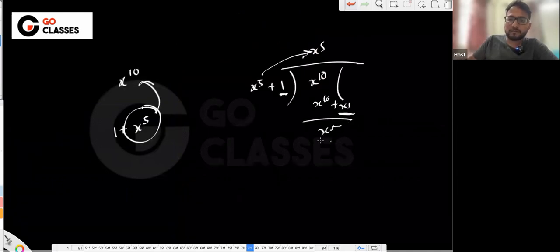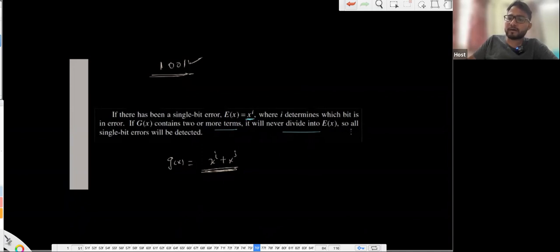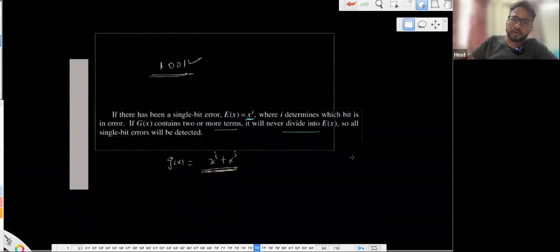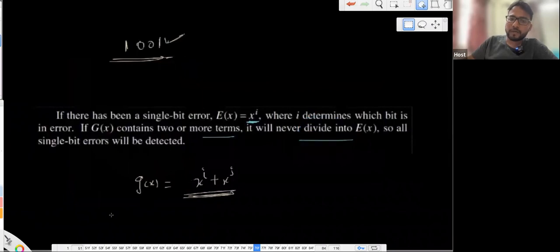Okay, now let's see some more examples, right? If there has been a single bit error, then I determines the bit position. If g(x) contains two or more terms, right, it will never divide x power I. So all single bit errors will be detected. Yes, two or more terms will work. And what is the simplest and shortest example? It is 1 plus x. Okay, so maybe 1 plus x is just short and simple.